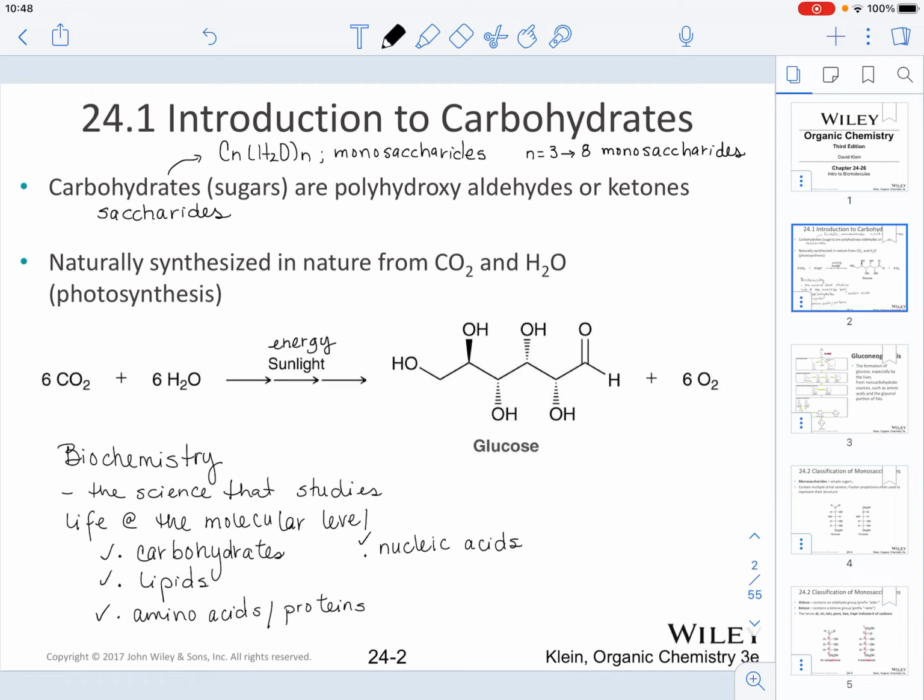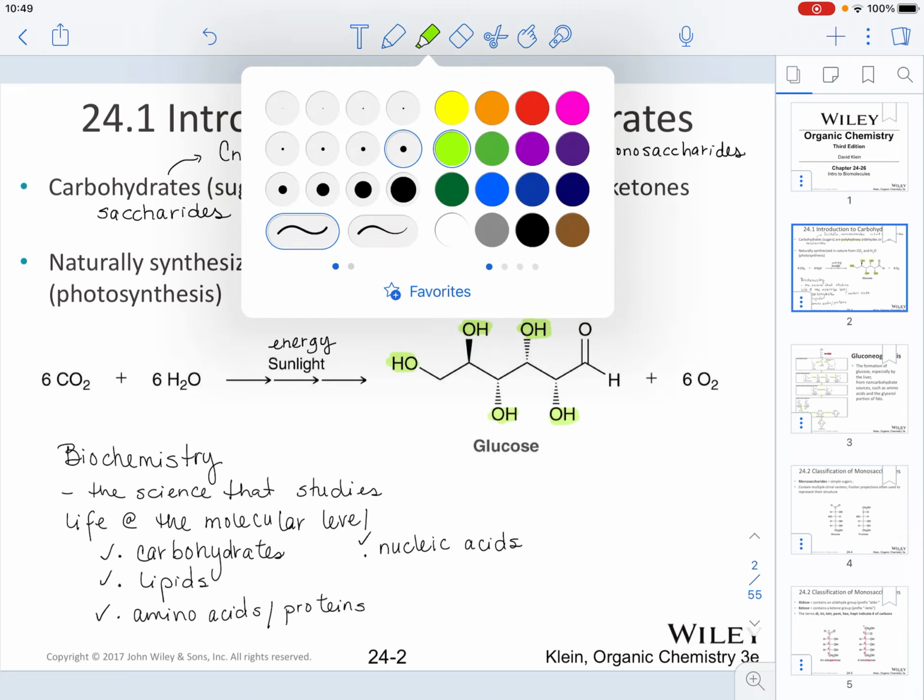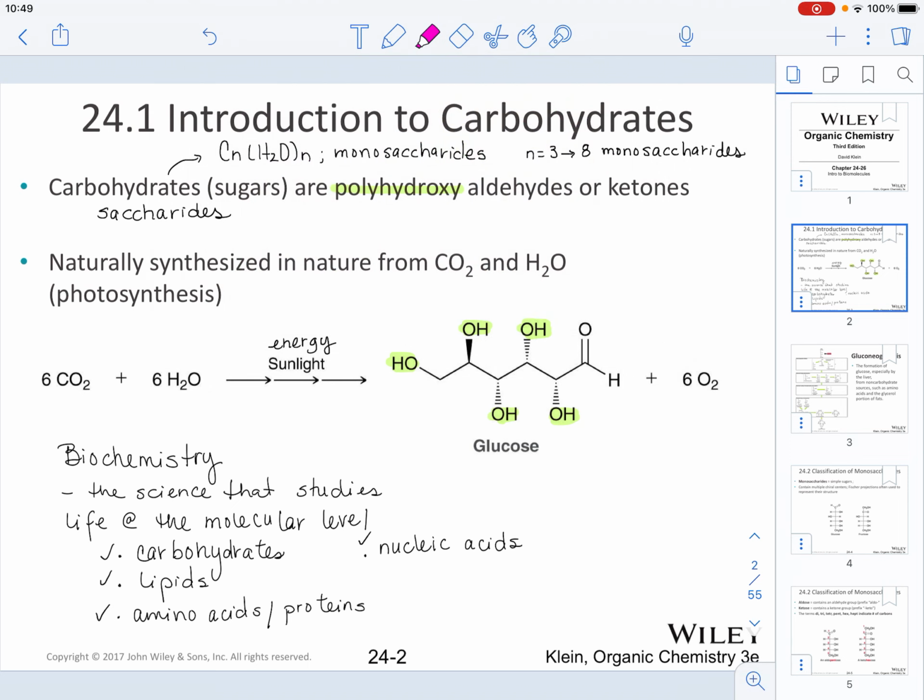You can see that by definition, as I just mentioned, the polyhydroxy comes from the idea of the several hydroxy groups that are present in carbohydrates. And glucose specifically has an aldehyde motif.